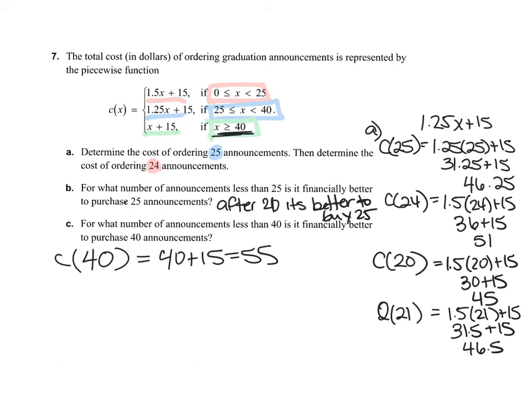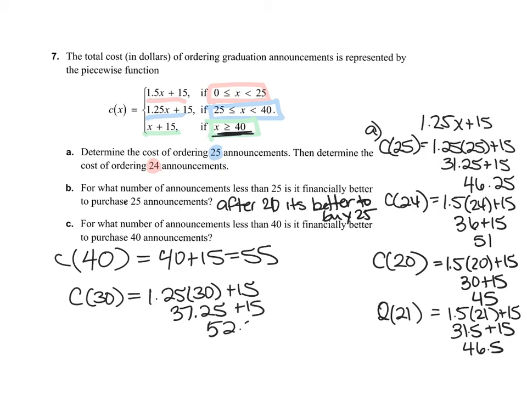And so let's pick maybe 30 announcements. C of 30 would be 1.25 times 30 plus 15. And I'm doing this in my calculator, which is 37.5 plus 15, which is 52.5.